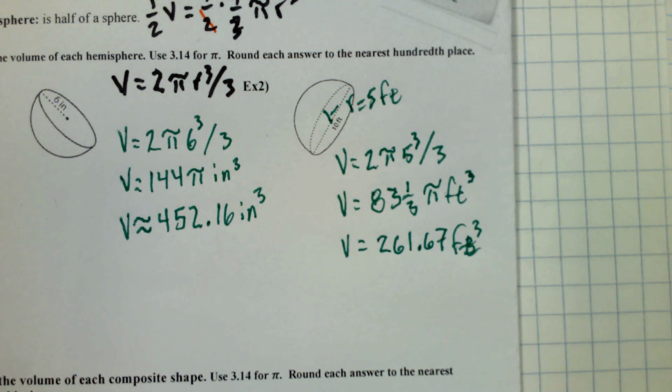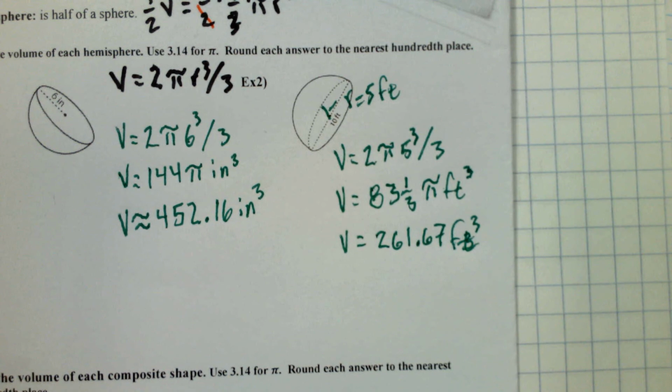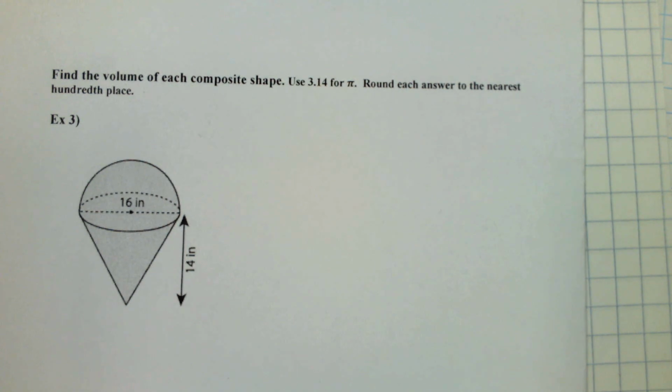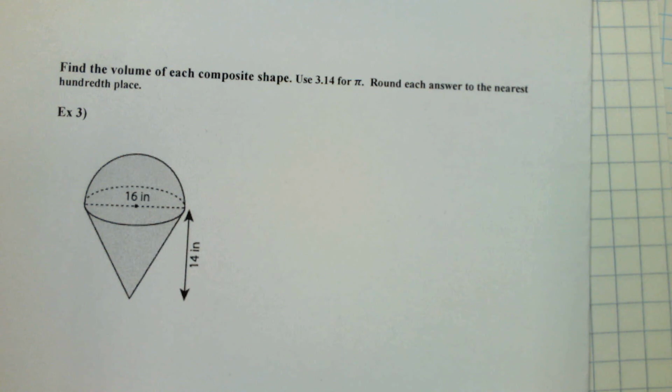Today we're going to really focus in on composite figures, but most of the composite shapes we're going to do are going to be circular, like this one. It's like a snow cone. Okay? And we have all the dimensions. We have a hemisphere and a cone, and we'll just add them together. All right? You guys ready?